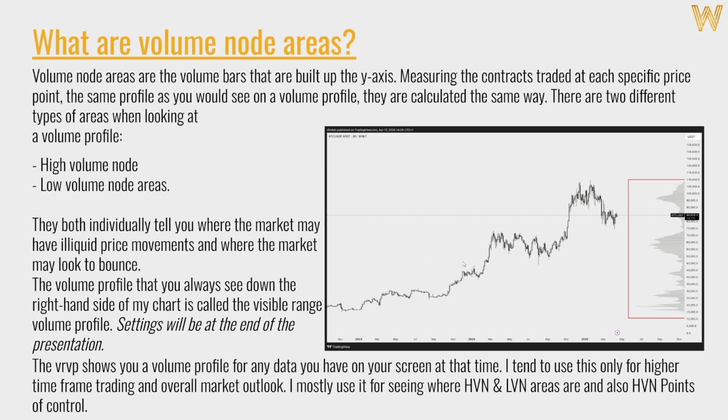So the volume profile that you see down the right-hand side is called the visible range. And I can show my settings at the end of the presentation. And I can show you basically how to set it up at the end of the presentation as well. So the visible range volume profile shows you the data that you have on your screen. So this profile right now is showing you the data from the minute the price enters the screen to the current market price.